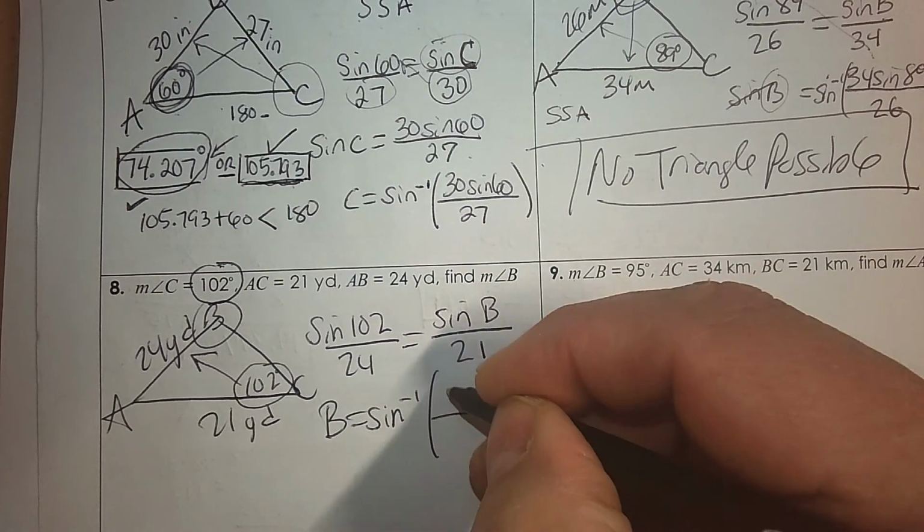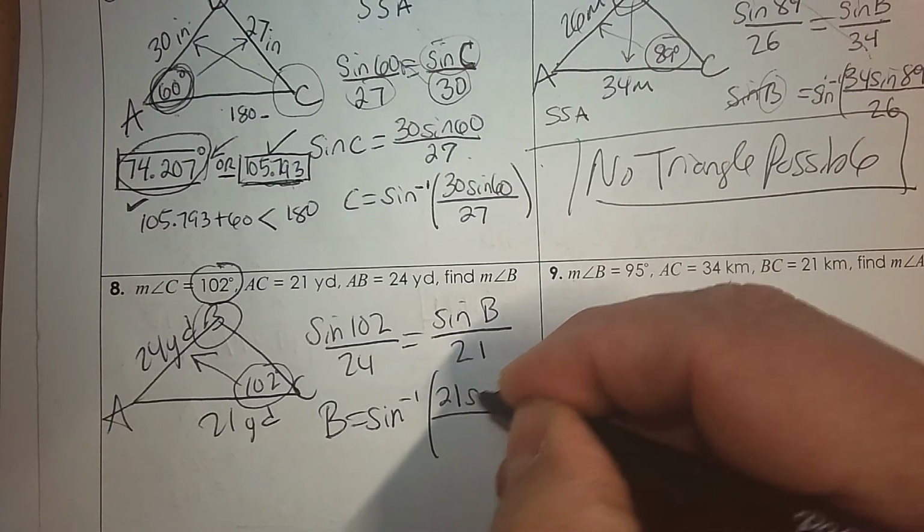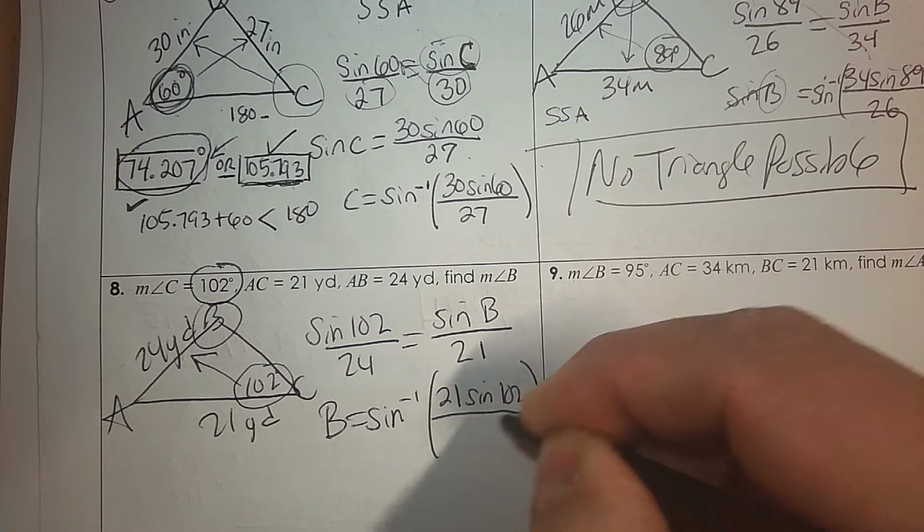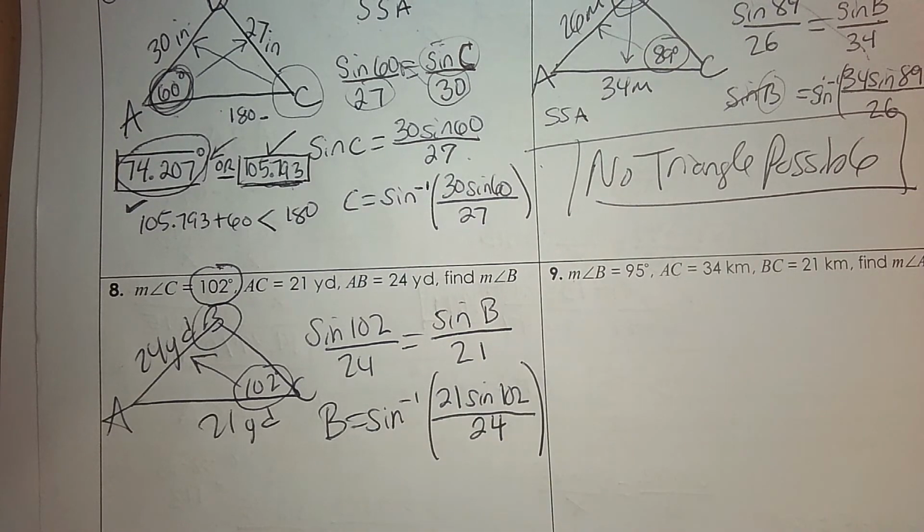So I'm going to go 21 times sine 102 divided by 24. And I know to get B by itself, I need to do the inverse sine, right, to find the angle. So type it in, set it up.